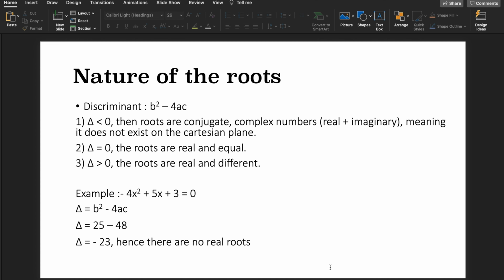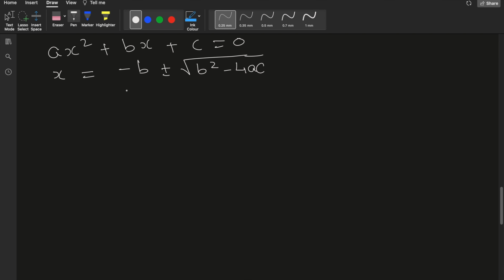The next part of the chapter is called nature of the roots. So for this quadratic equation, ax squared plus bx plus c equals 0, the solution or the roots is minus b plus or minus square root of b squared minus 4ac, divided by 2a. So this is the solution.